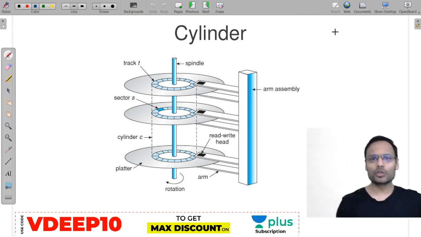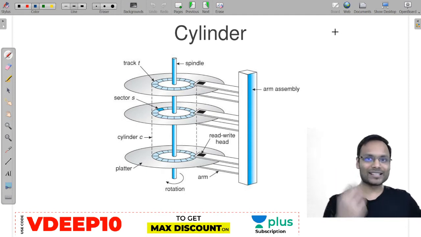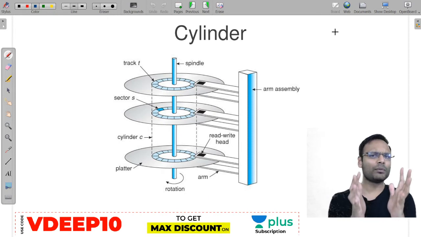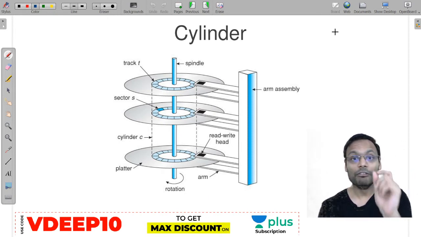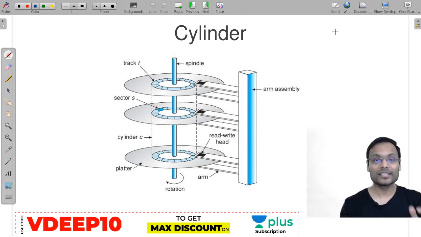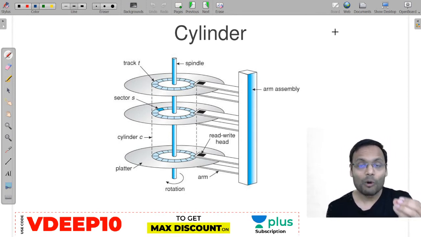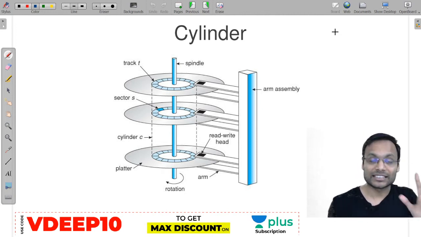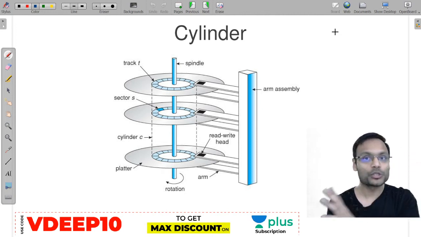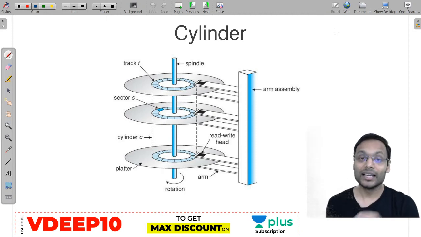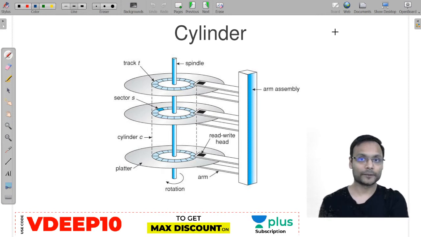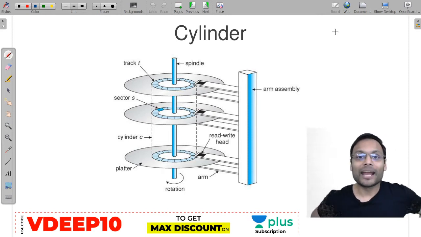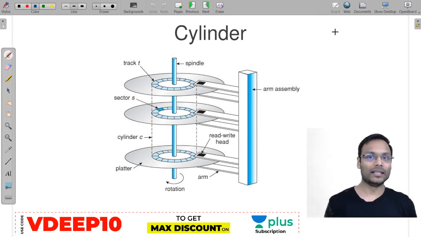If you read the books on operating systems and disk scheduling, you will read that seek time is very, very important in disk access. Somehow, if we can reduce it, then definitely it will improve the performance of the system a lot. And how can we reduce it? By introducing the concept of cylinder.